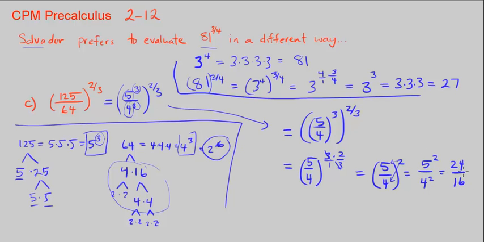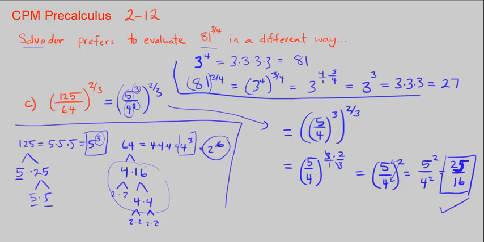So I use this method now to do this: 125 divided by 64 to the 2/3 power. Oops, and I said 5 squared is 24, but I meant 25. Thank you if you caught that. Good job. Okay, so it's 25 over 16.